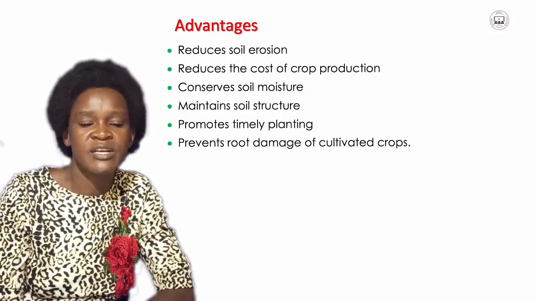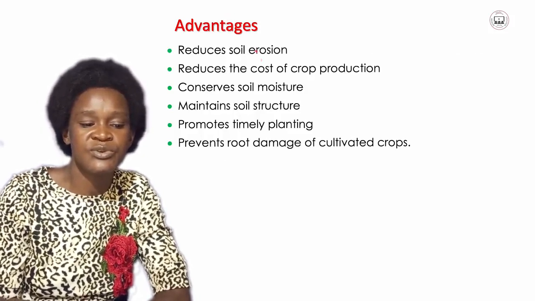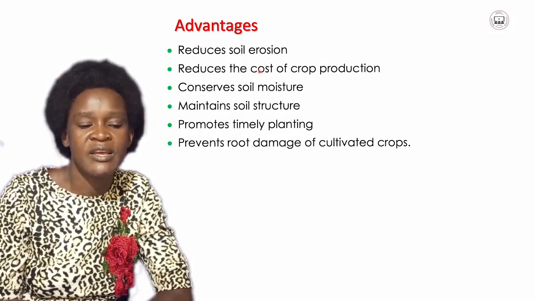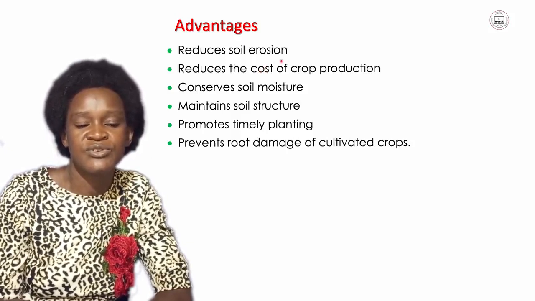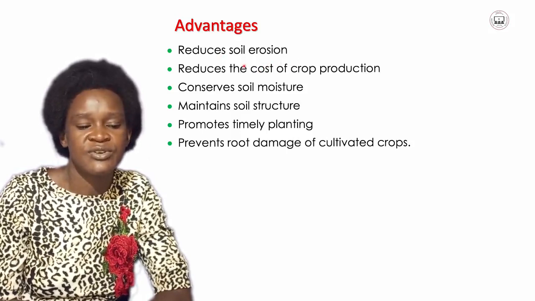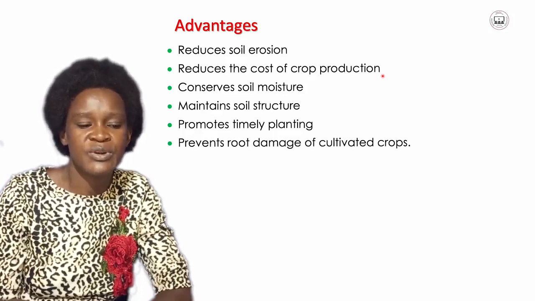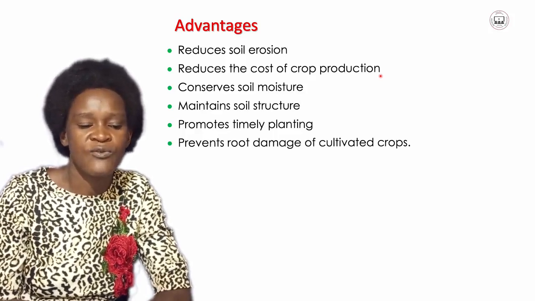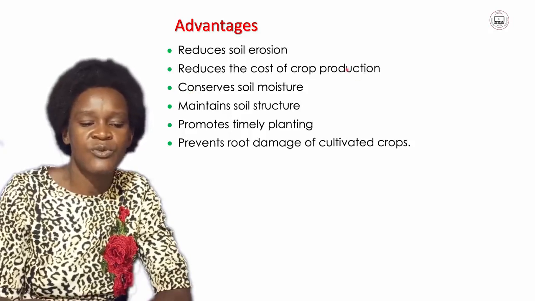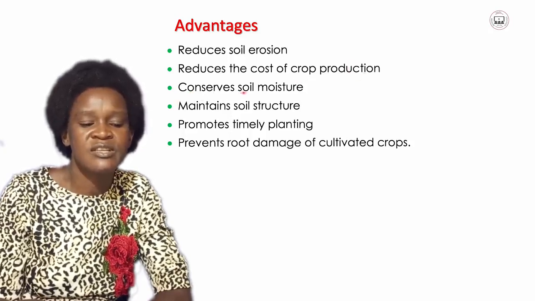This one is a very important farming system just because it reduces soil erosion, as nowadays we are claiming that there is too much soil erosion taking place, but it reduces soil erosion and also reduces cost of crop production. So you will not spend much money on land preparation, thereby reducing the cost of production. And also, just because the soil is not that disturbed, it will help to conserve soil moisture. It will also maintain soil structure.